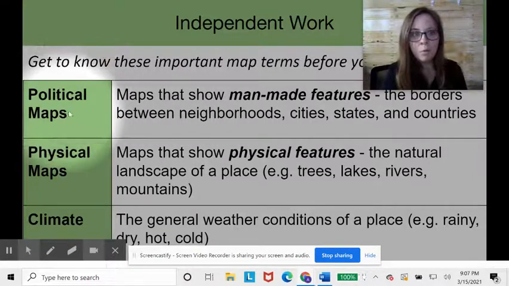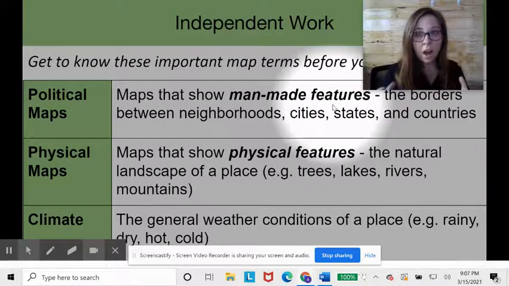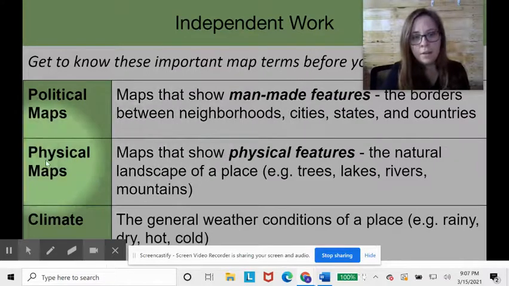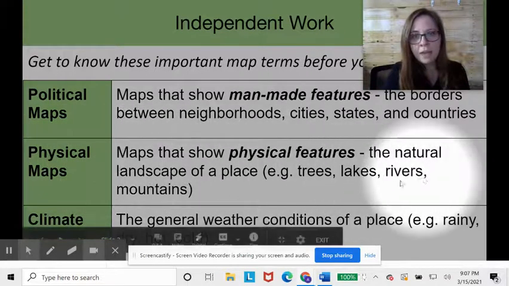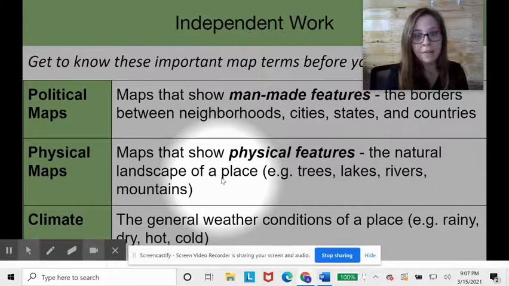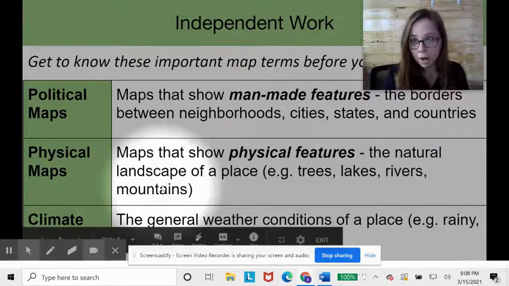Political maps. We remember that political maps show all those man-made features. So the borders that are bordering New York, within the cities, the states, the countries, neighborhoods. Physical maps. Physical maps show the natural landscape of a place. So we'll see trees, lakes, rivers, mountains. And then we have those climate maps. And those are going to tell us all about the weather that usually happens in that area or might be happening currently in that area.